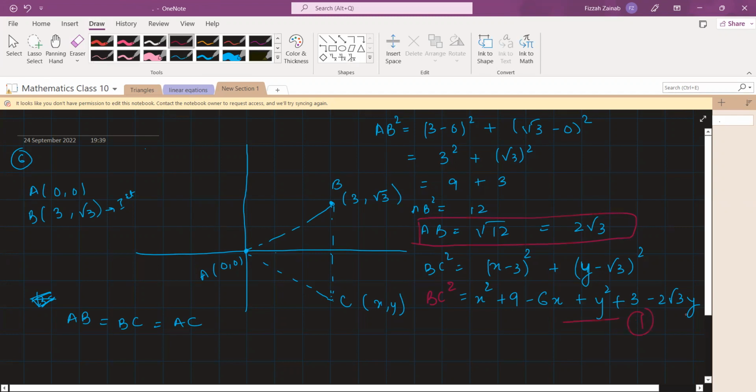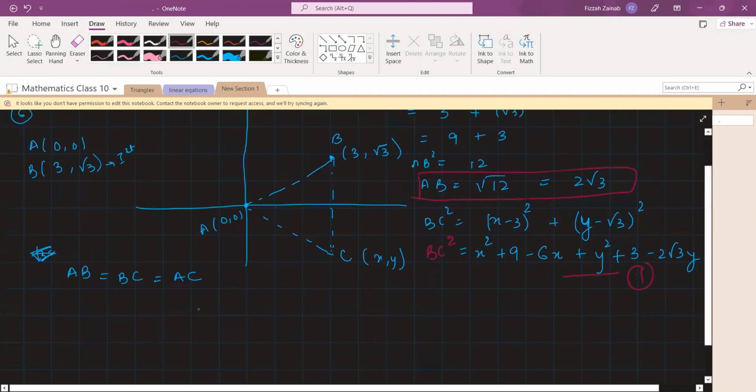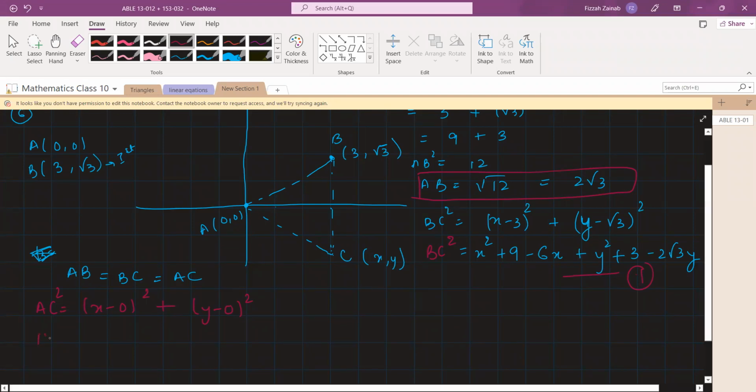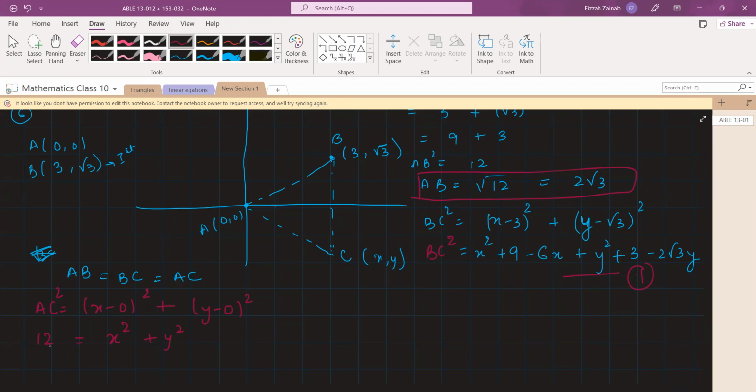Let us find AC. So your AC square will be x minus 0 whole square plus y minus 0 whole square. Now because it's an equilateral triangle, AC is equal to AB. So I can put AB square here, which is 12, and this is x square plus y square. That means the value of x square plus y square is 12. So I can substitute this value in equation 1.